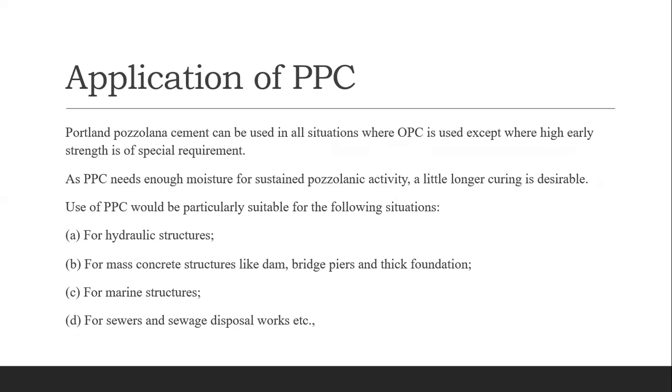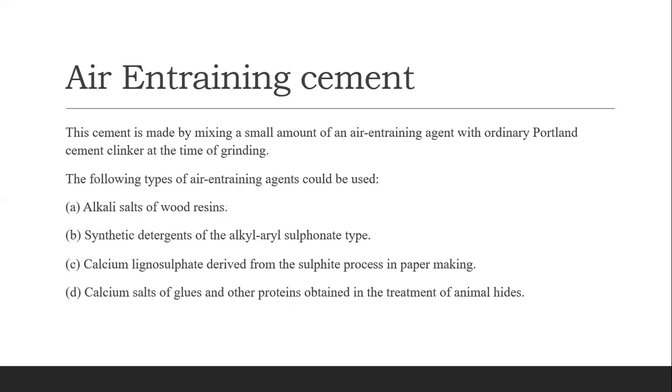The main advantages of using fly ash in OPC are that it reduces the higher heat of hydration and it increases the delayed strength formation. As the days pass by, you are able to get higher strength formation. Nowadays PPC, Portland Pozzolana cement, is used for most structures: hydraulic structures, mass concrete like dams, bridges, piers, foundations, then marine structures, as well as sewage disposal works also.